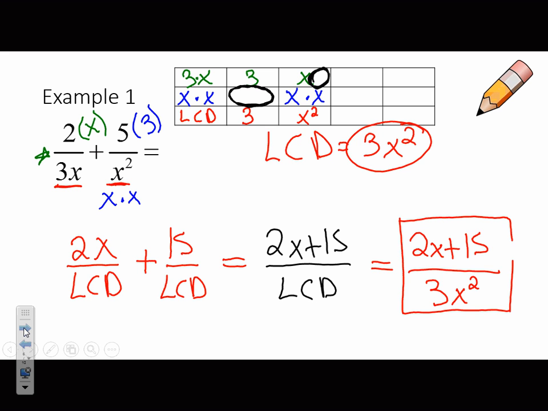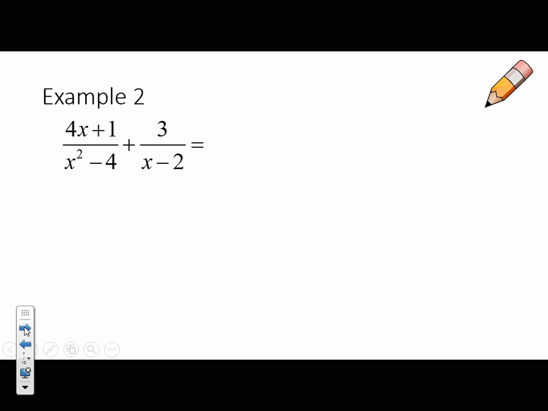All right, here comes example number 2. So example number 2, first thing we have to do, check out our denominators. They are different, so we have to factor them if possible. This one can be factored. We have differences of squares. So it's going to be written as x plus 2 and x minus 2. X minus 2, that's already simplified for us.